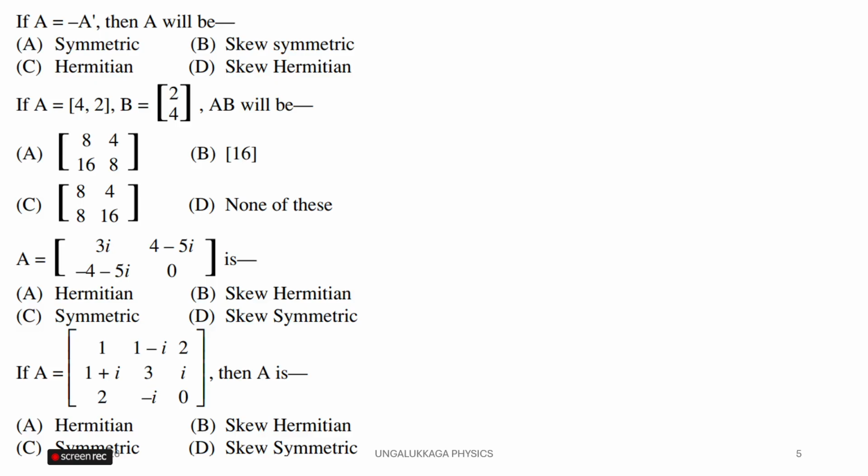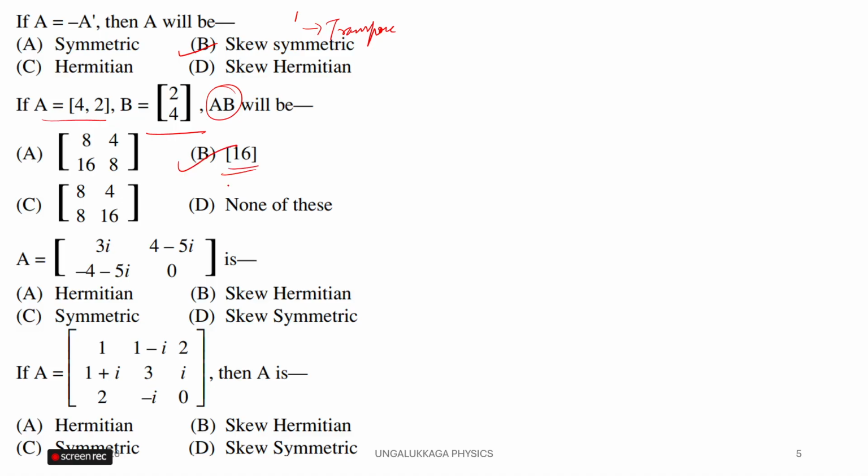Okay, if A is equal to minus A dagger, okay, A prime, here prime denotes the transpose. In the case of this condition, the answer is the skew symmetric matrix. A is equal to minus A transpose, we call that a skew symmetric matrix. So here we have a row matrix and a column matrix. If we multiply AB, we will get a single element, 16.